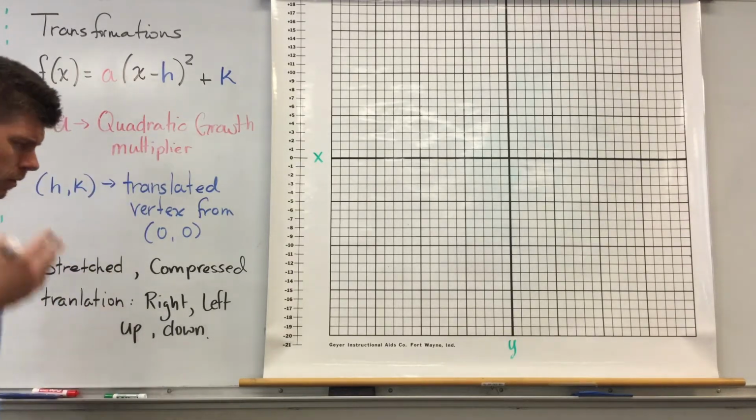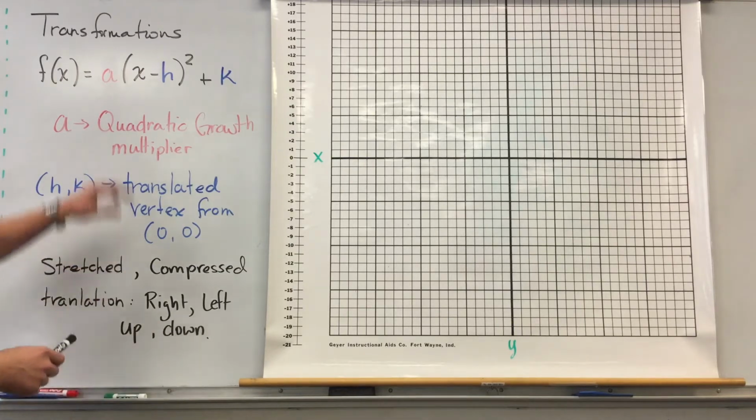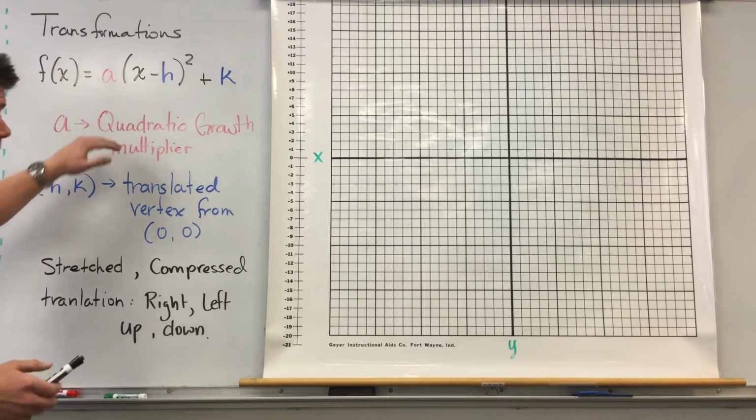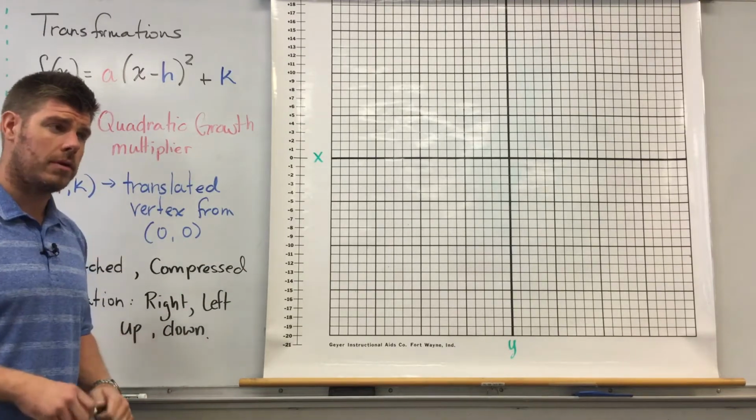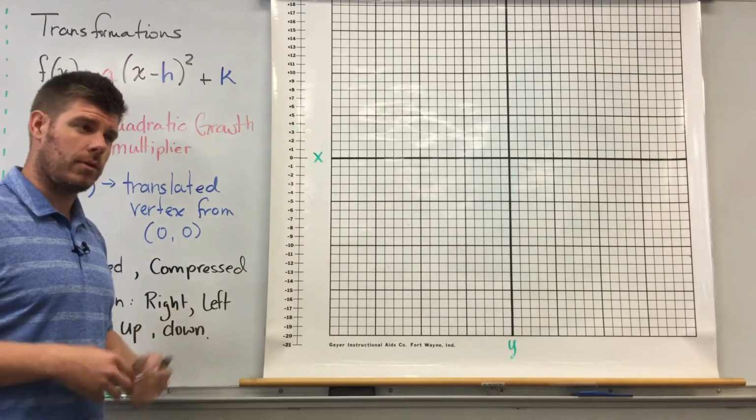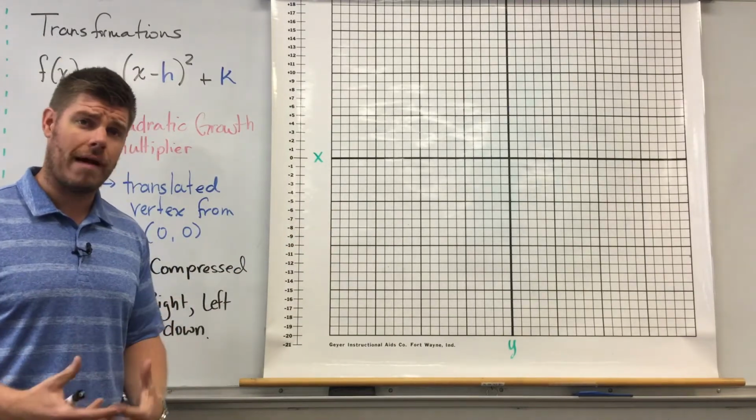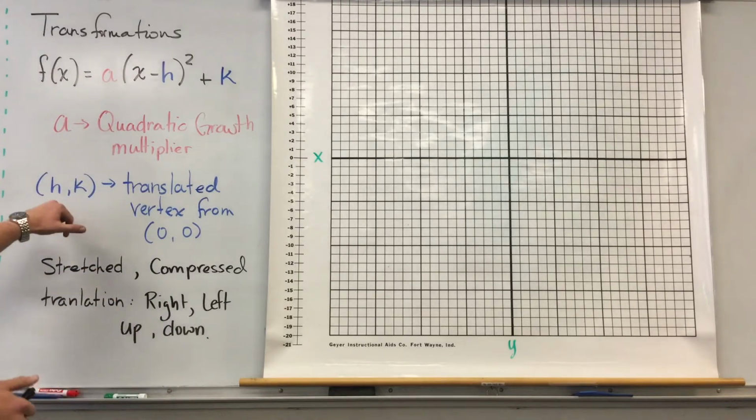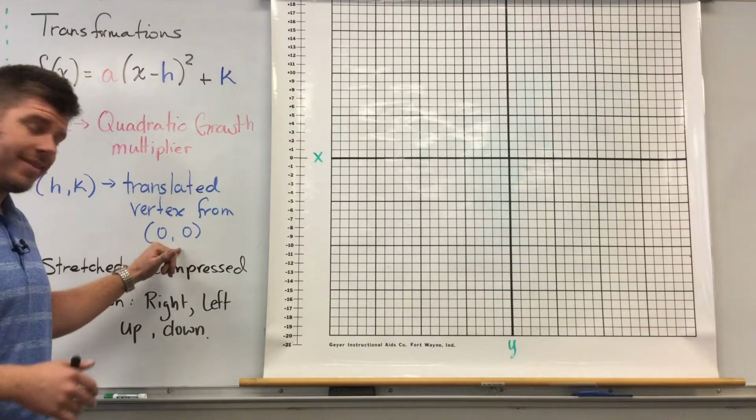So a couple of things we need to note here are, what do these things mean? First of all, what does a represent? A is going to be the quadratic growth multiplier, and I'll talk about that in a moment in case you want to graph these, and I will demonstrate how you would graph this. In case your teacher doesn't only want to know what the transformations are, they actually want you to graph these things. Then we have h and k, which is the translated vertex from 0, 0.